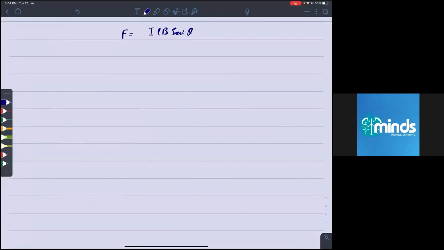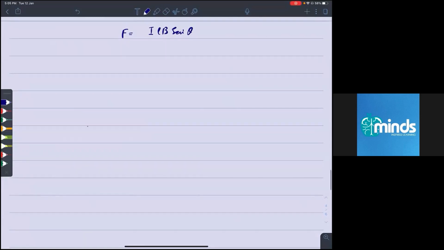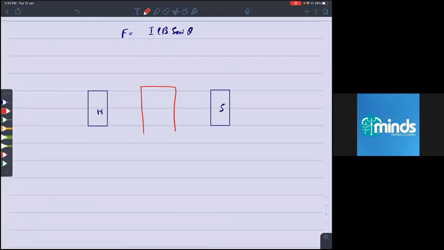Now, what if that conductor is actually in the form of a coil? What does it mean? Let's say we have a north pole here. This is north. We have a south pole here. And we have a conductor. That conductor is in the form of a rectangular loop, something like this.